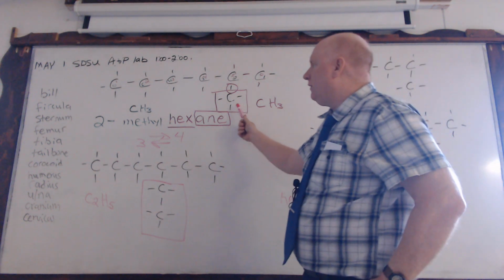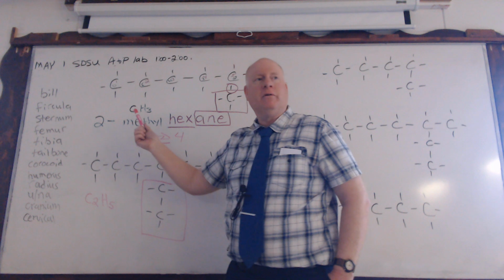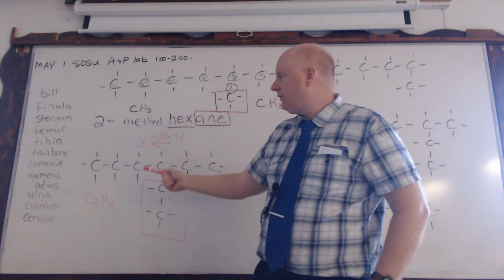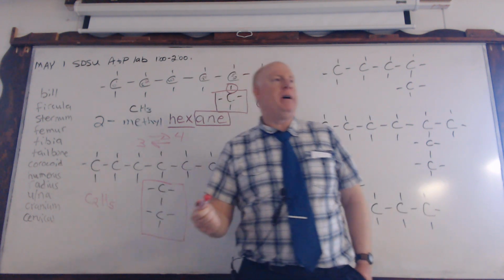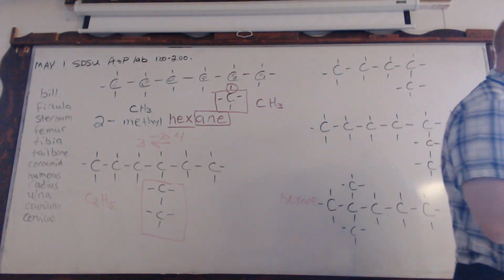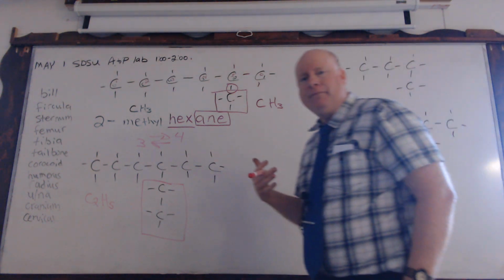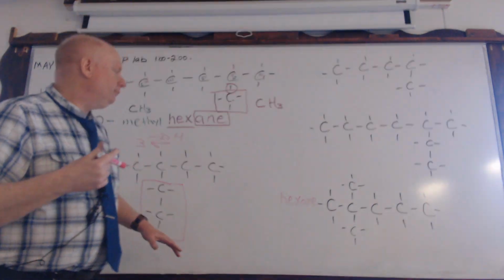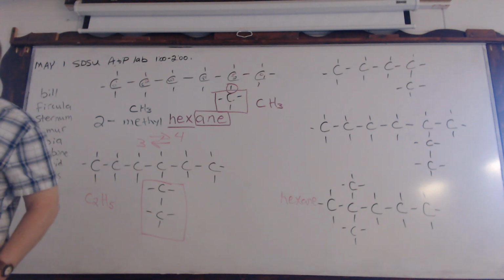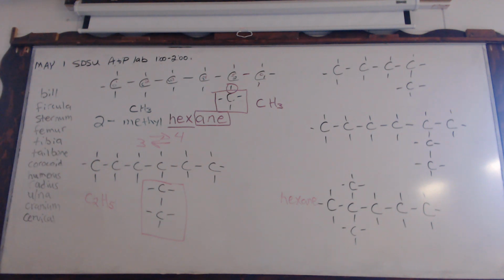A 1 carbon derivative is called a methyl group. A 2 carbon derivative is called an ethyl group. So possibly a 3 carbon derivative is called propyl. We don't do propyl groups in here. You do that as a junior. And then as a senior, you do the butyl groups.